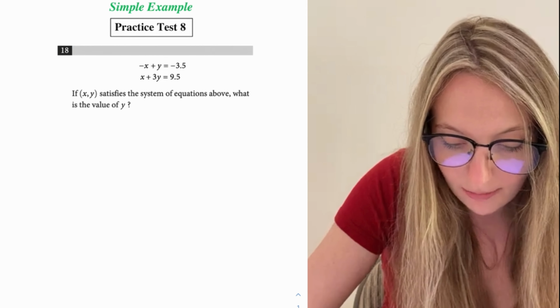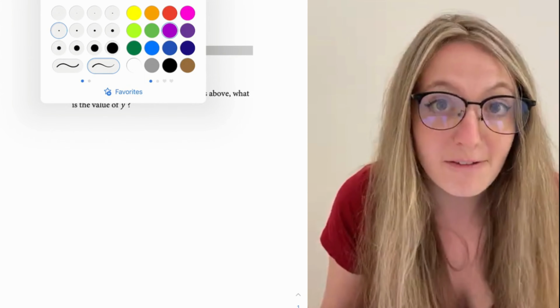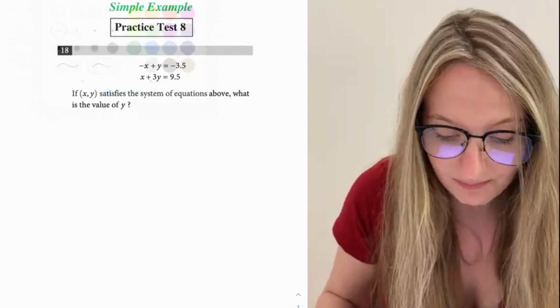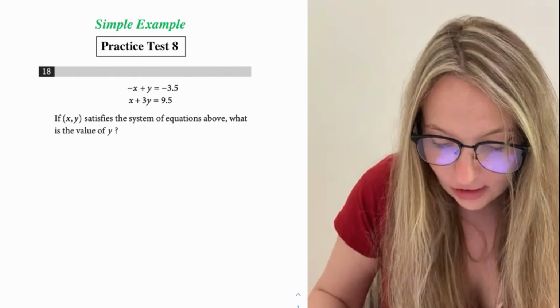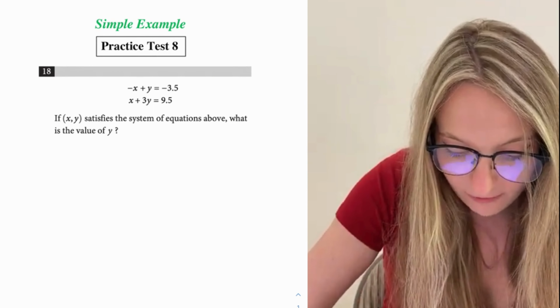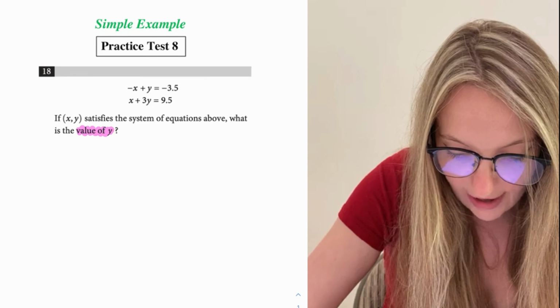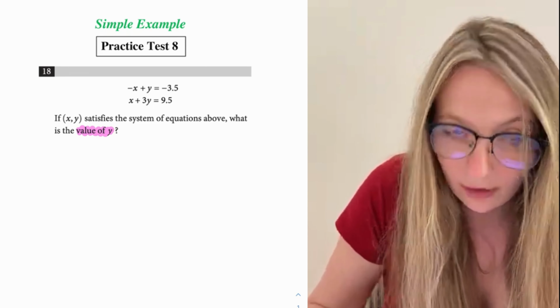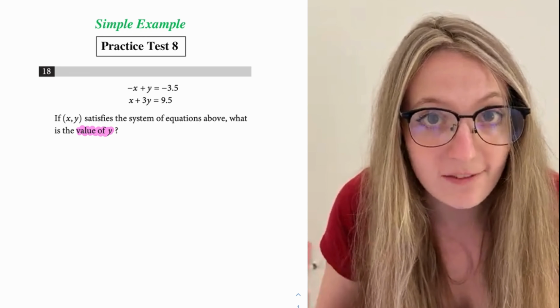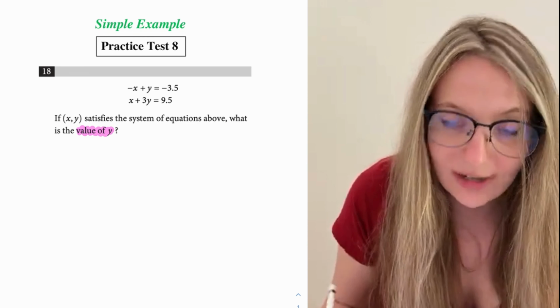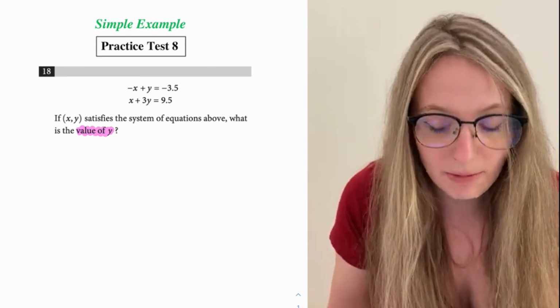All right, so let's talk about what elimination even is. Why is it called elimination? It's a very fitting name for what it is. In this question, they ask us for the value of y. When we do elimination, our goal is to knock out or eliminate one of the variables. This is obviously a very simple problem.